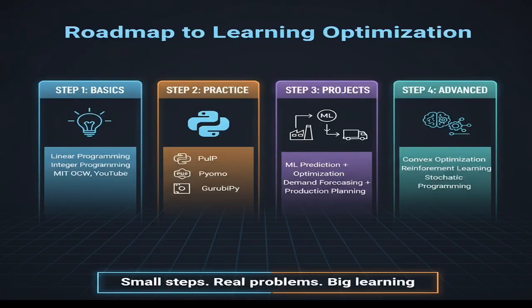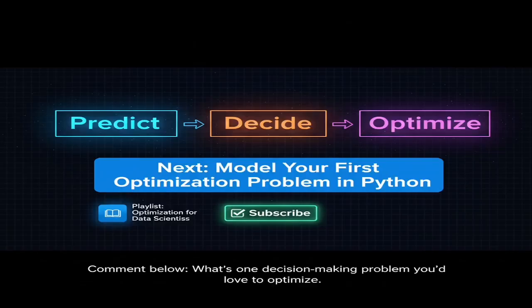And the next one is advanced concepts. Here you will deep dive into some advanced topics related to optimization, like convex optimization, reinforcement learning, stochastic programming. This is the advanced part, and it will make your model more realistic, more problem solving, and very beneficial for your organization and your academic projects. So here is the thing: predict, decide, then optimize. This is the motto of this channel.